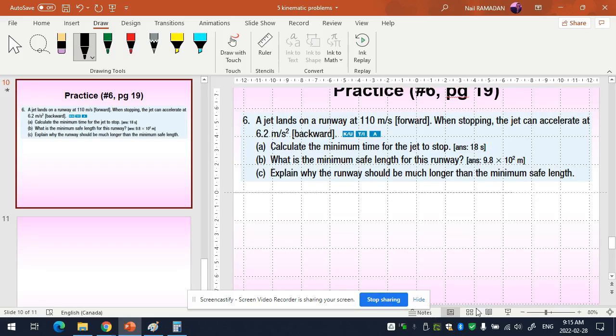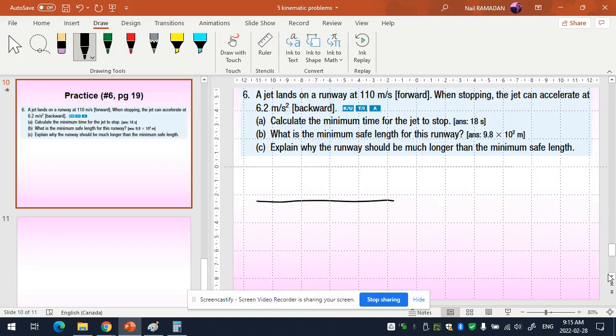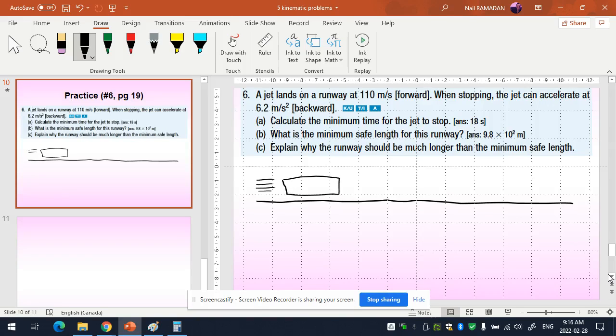So, everyone, let's sketch a diagram here under the question. So, here's the ground. I'm going to say that the jet lands here and slows down this way. Here, I don't have to sketch a jet. What do you just sketch? A box. Yes, everything is a box at the end of the day. So, go ahead. A box. By the way, eventually, is it going to stop? Anything that's decelerating eventually is going to stop.